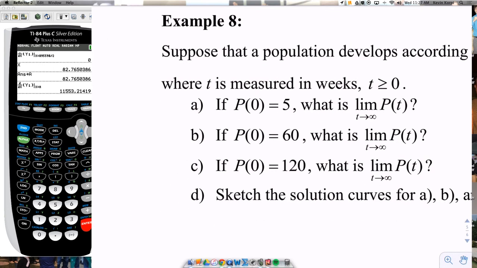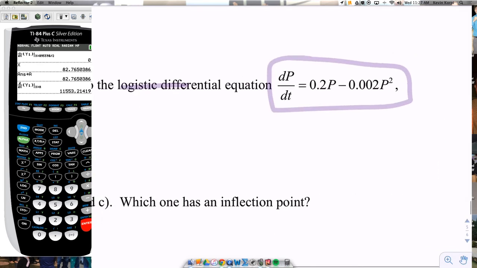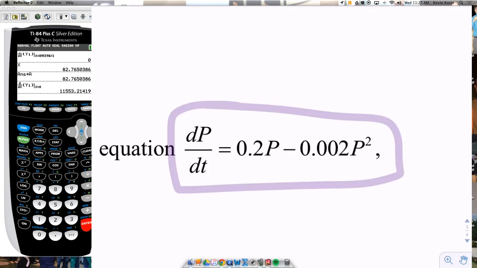Does it matter what the y-intercept is? They're all asking for the limit as t goes to infinity. Does it matter what the initial population is in a logistic model? No, we already saw that they all approach the same value. Whether they start below or whether they start above, they're all going to approach L. So what we need to do is extract L from this form.